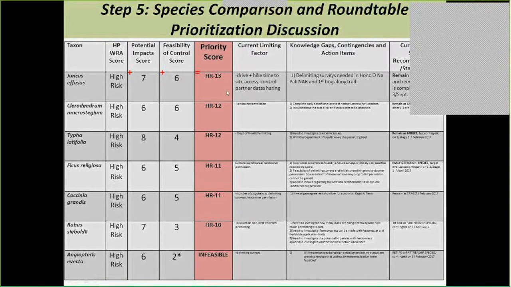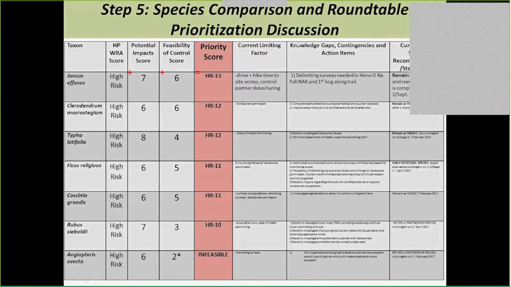I should say that there are also these 3 other columns here. It's good to note what the current limiting factor is. I made this font really small because it's not that important, but I made the large one big enough to read. So for Juncus effusus, the current limiting factor is the drive time and hike time to site access, and then sharing data with our partner who's also controlling it.